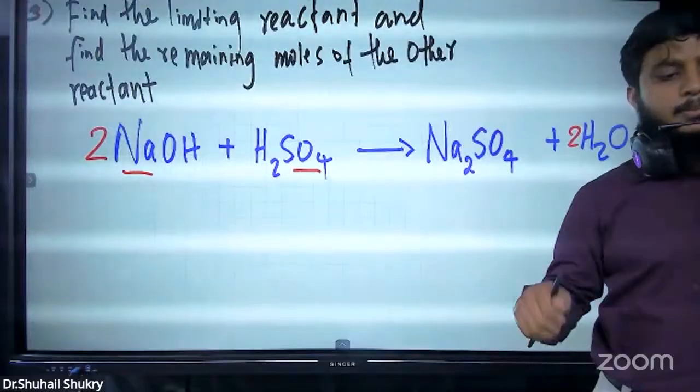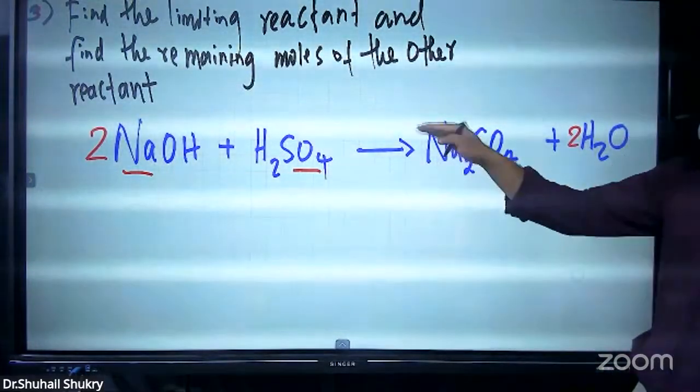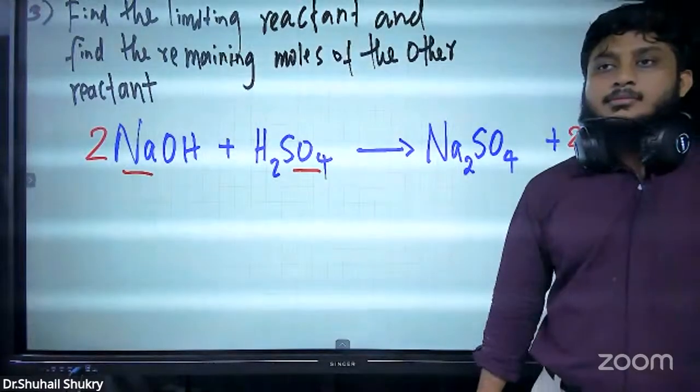So first of all, you should write the balanced reaction. Normally in an acid-base reaction, you always get the salt and the water. Right? Salt, water.